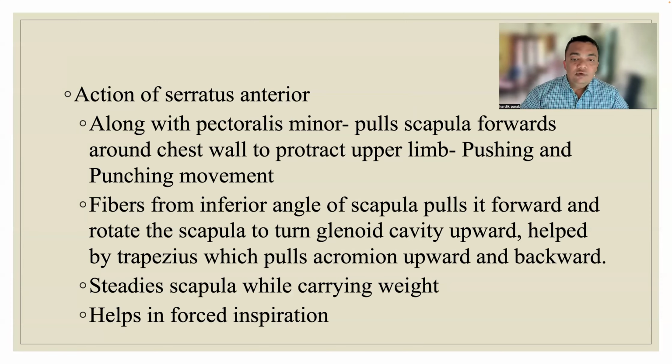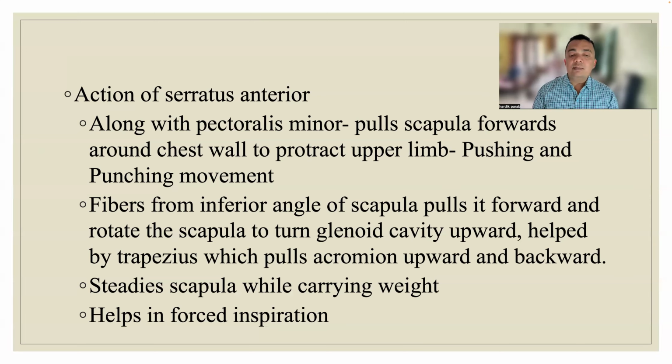The fibers from the inferior angle of the scapula pull it forward and rotate the scapula to turn the glenoid cavity upward. So the fibers of the serratus anterior inserted on the inferior angle, the 5 digitations, help you pull the inferior angle forward and rotate the scapula so that your glenoid cavity will be facing upward. Whenever you do any kind of shoulder movement, this scapular movement is done by the serratus anterior, and it is helped by the trapezius muscle, which pulls the acromion upward and backward. It synchronizes with the help of the trapezius.